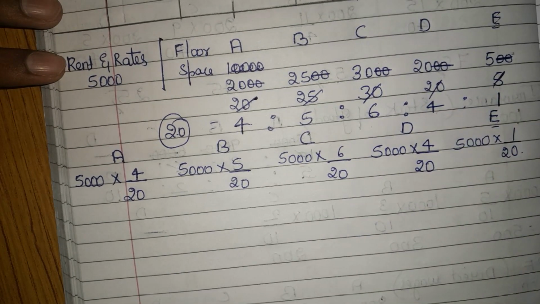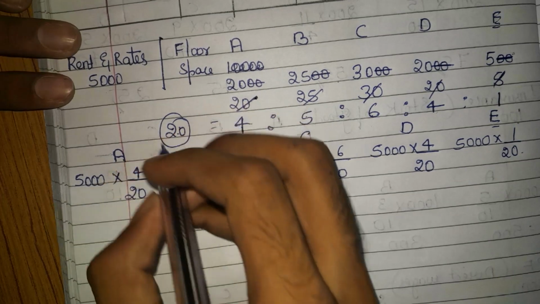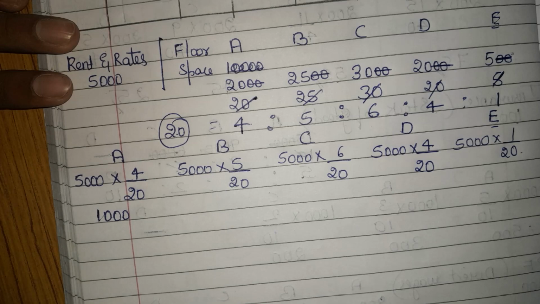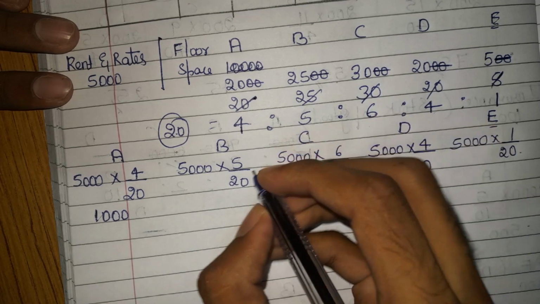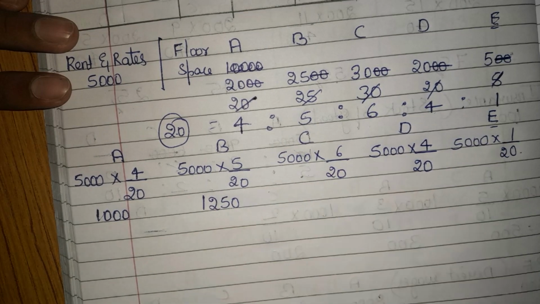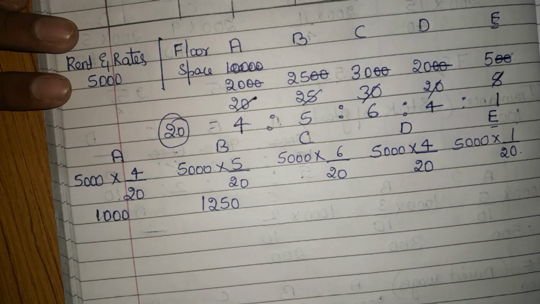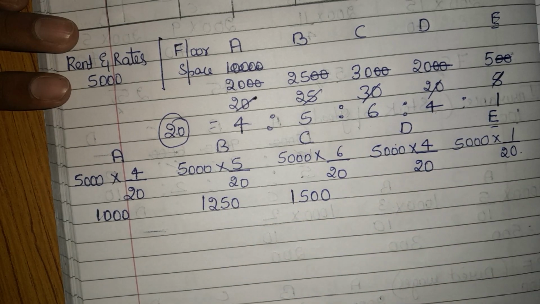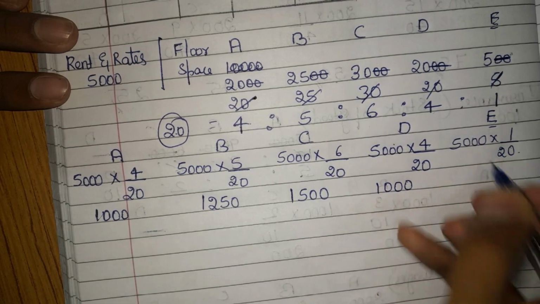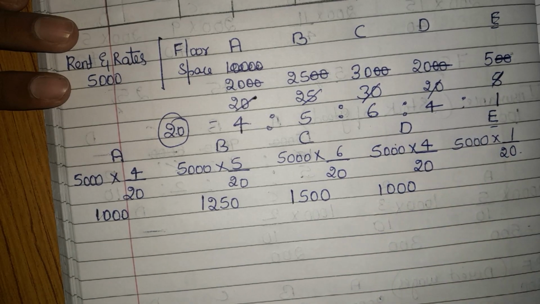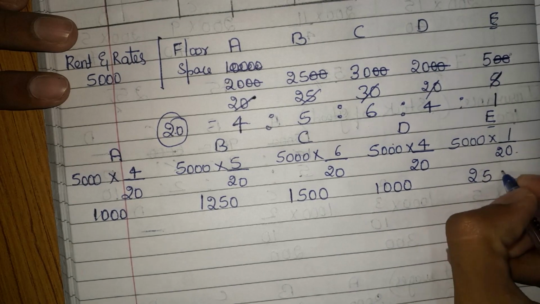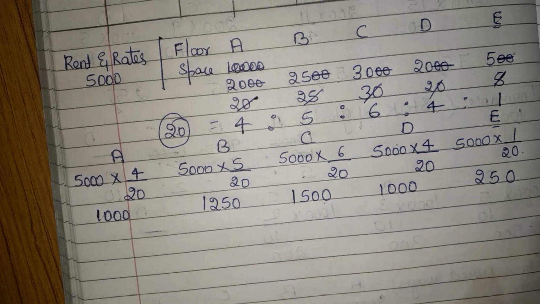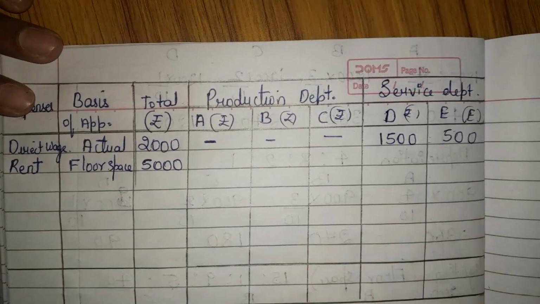Now let us see 5000 into 4 divided by 20. It will be 1000 rupees. Next, 5000 into 5 divided by 20. It will be 1250 rupees. Next, 5000 into 6 divided by 20. It will be 1500 rupees. Next, 5000 into 4 divided by 20. It is 1000 rupees. Next, 5000 into 1 divided by 20. It will be 250 rupees. Now we need to write it here.